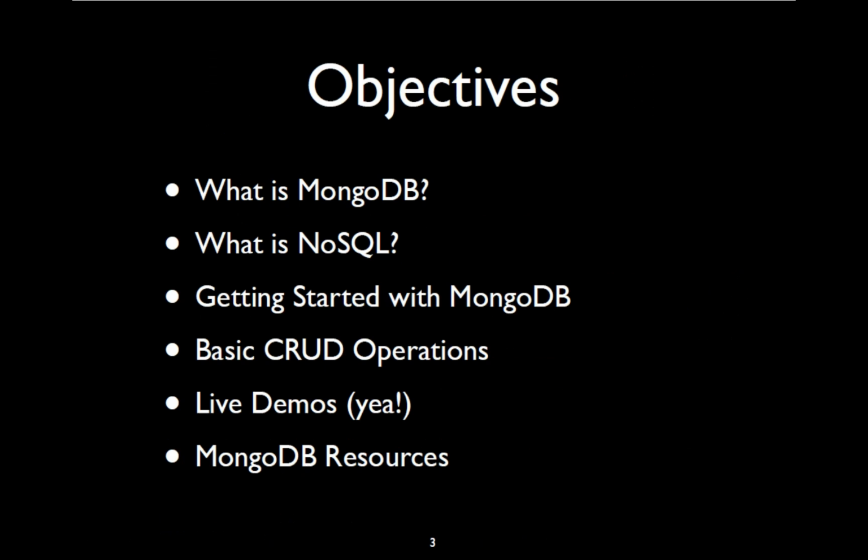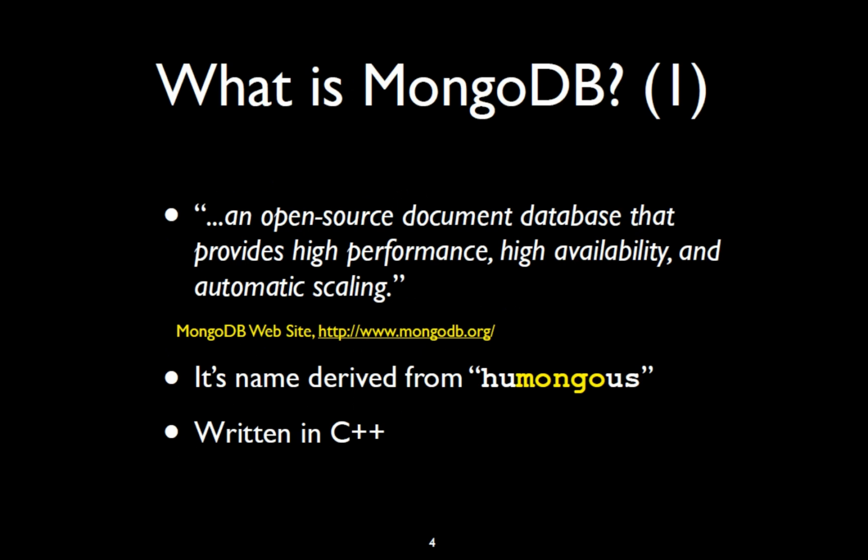In this talk, Mike's going to go over what MongoDB is, what NoSQL is, how to get started with MongoDB, and some of the basic create, replace, update, and delete operations. We have live demos, and we'll list some MongoDB resources. So what's MongoDB? It's an open source document database. Mongo comes from humongous, and the implementation of MongoDB is in C++.